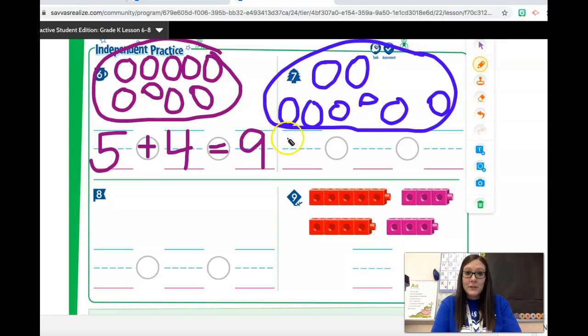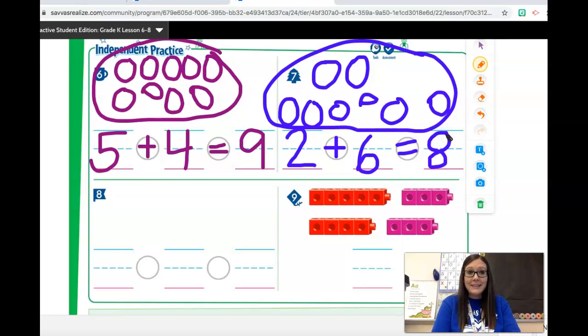Now, let's write a math equation that matches. 2 for the 2 grapes that Chris had for lunch, plus 6 for the 6 grapes that Chris had for snack, equals how many in all? Count them all. 1, 2, 3, 4, 5, 6, 7, 8. Very good. 2 plus 6 equals 8.